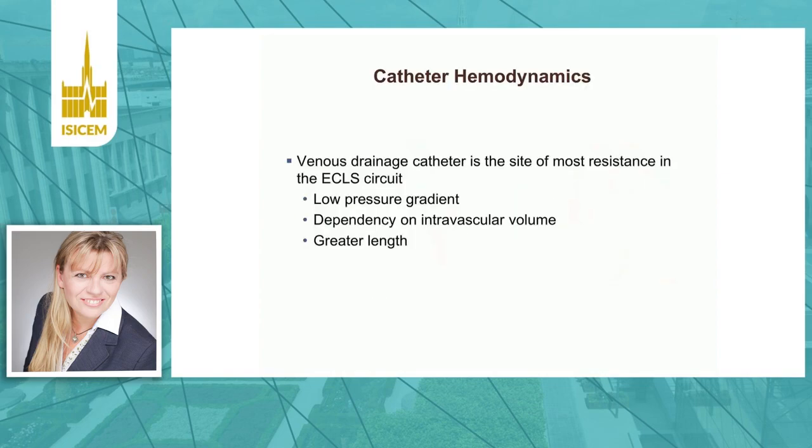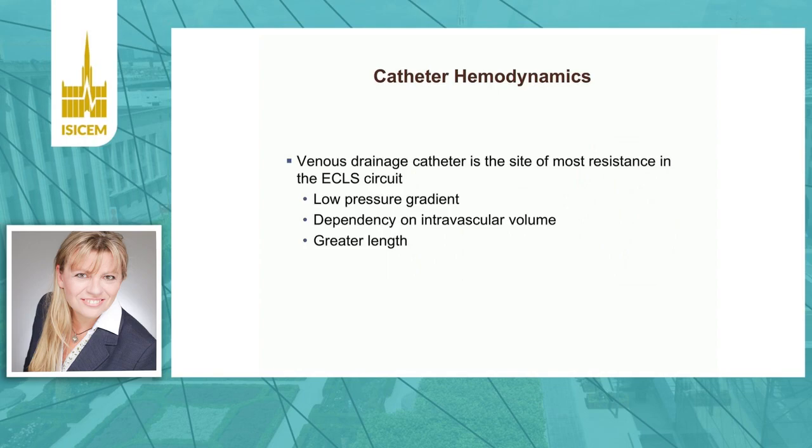Catheter hemodynamics is the most important issue in this process. My bottom line is to understand that the venous drainage catheter is the site of most resistance in the ECLS circuit because of its low pressure gradient, dependency on intravascular volume, and greater length. It means that the whole ECMO procedure depends on this venous drainage catheter and its performance.